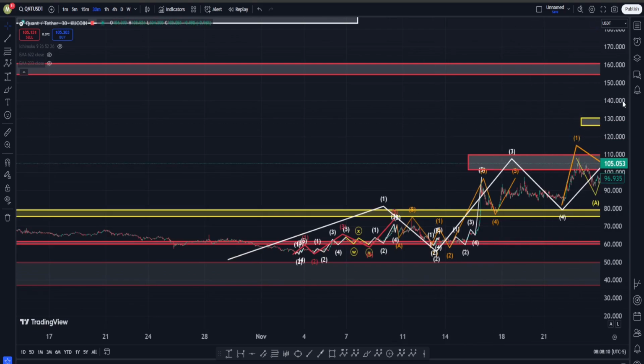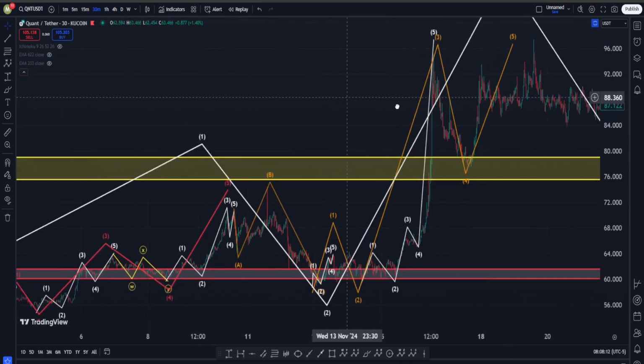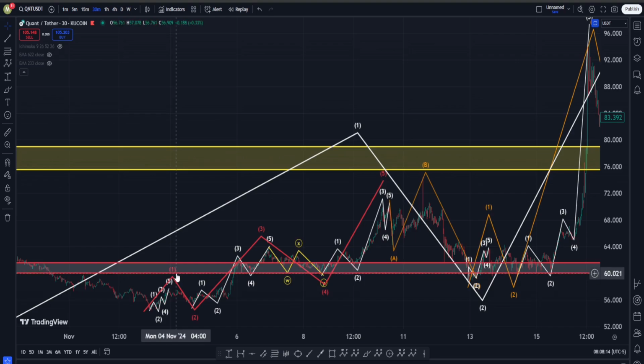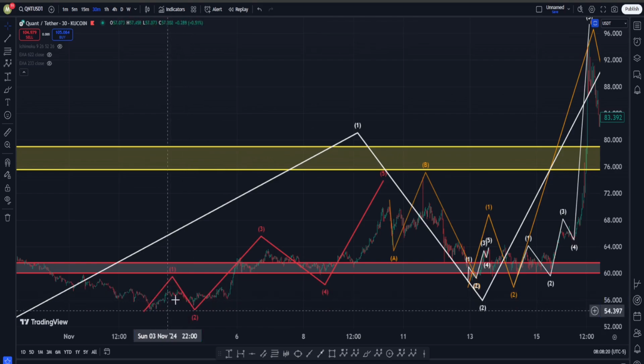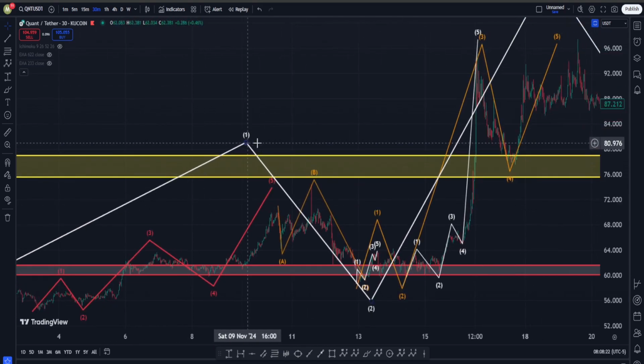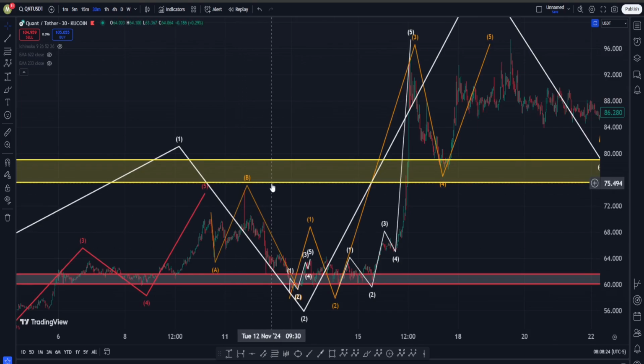So we've talked about these moves on the upside so many times. This is a 1, 2, 3, 4, 5 wave up with all the sub waves. Let's actually delete them so you can see the candles a bit better, into a larger degree wave 1, followed by an A, B, C in the form of an expanded flat into wave 2.